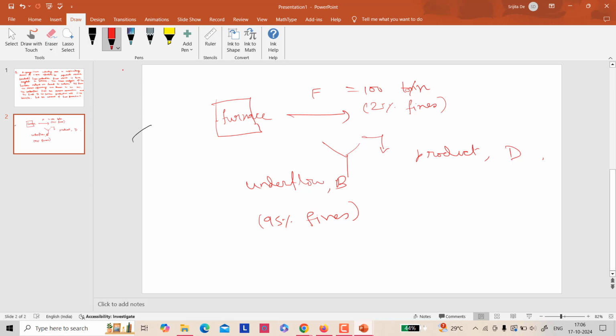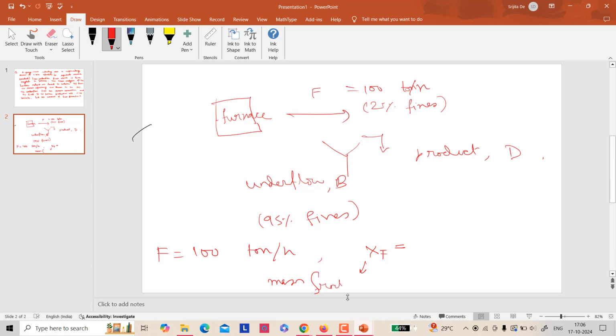So first we will define F is 100 ton per hour. In the feed, the fine is 25%. That means XF is the mass fraction of oversize in feed, because oversize is our desired product and we base it on that. So it is 1 minus 0.25, that is 0.75.